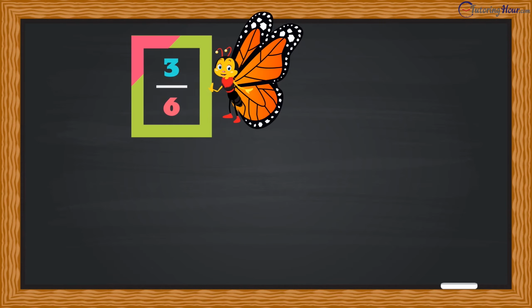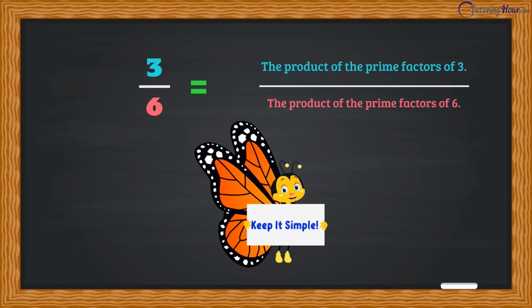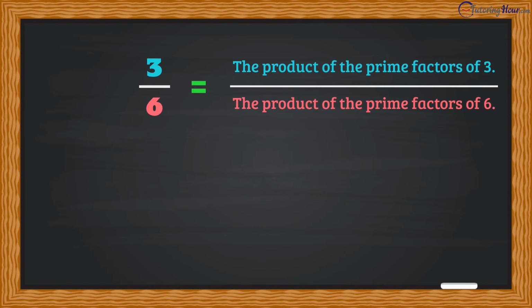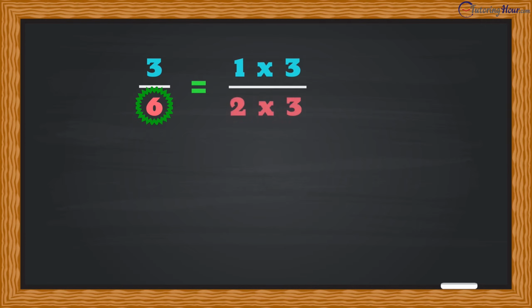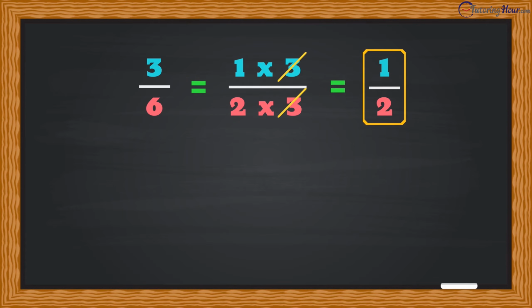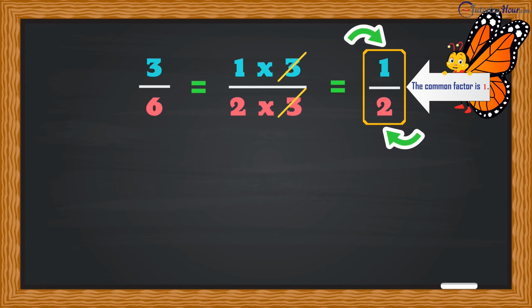One simple but very effective way is to write the numerator and denominator as product of their prime factors. So 3 can be written as 1 times 3, or just 3. And 6 can be written as 2 times 3. The 3 in the numerator and the 3 in the denominator cancel each other out, and we are left with 1/2. Now, we cannot reduce this any further, as the only common factor between the numerator and denominator is 1.